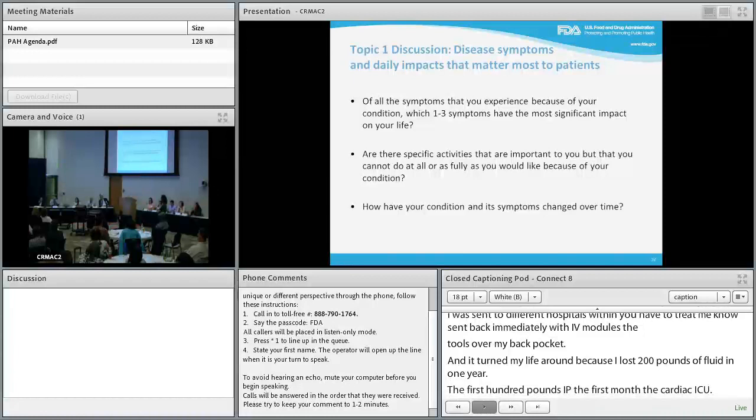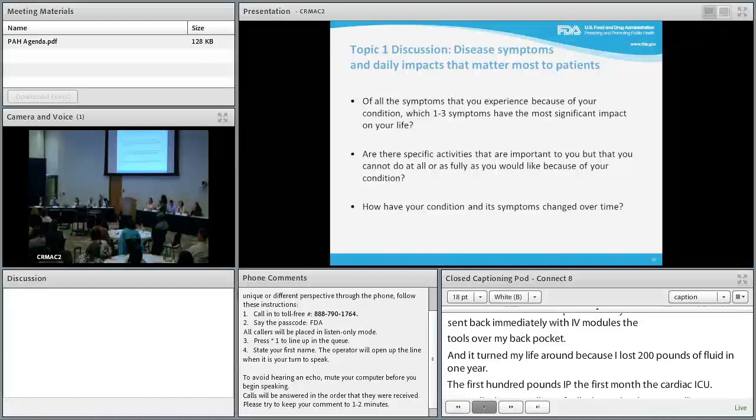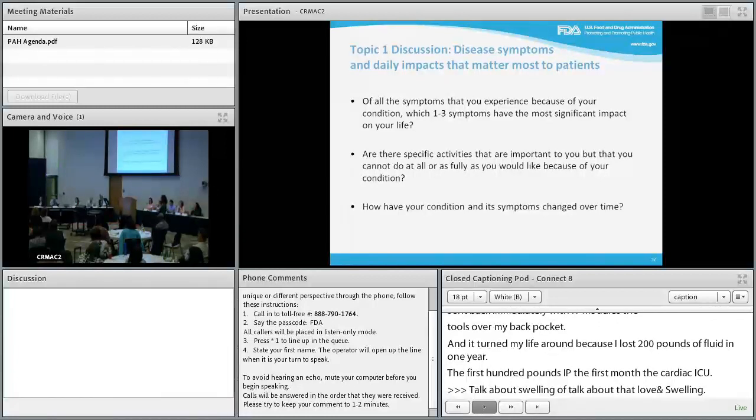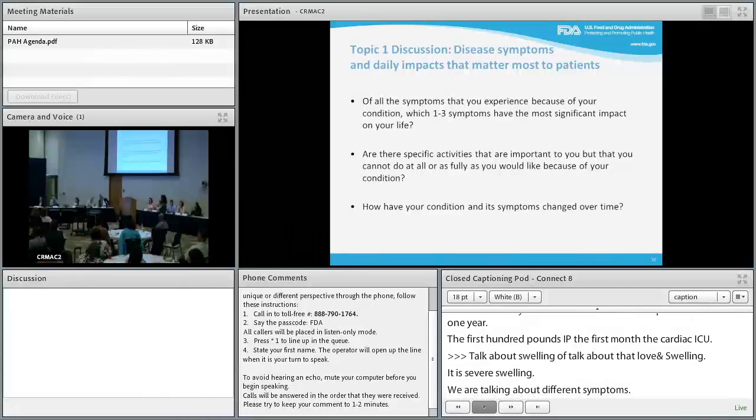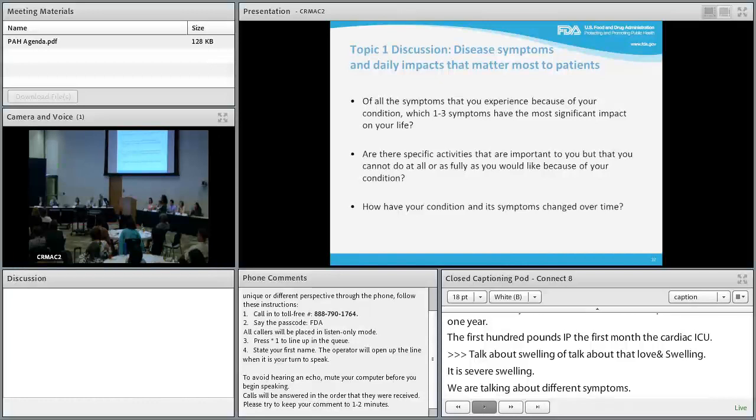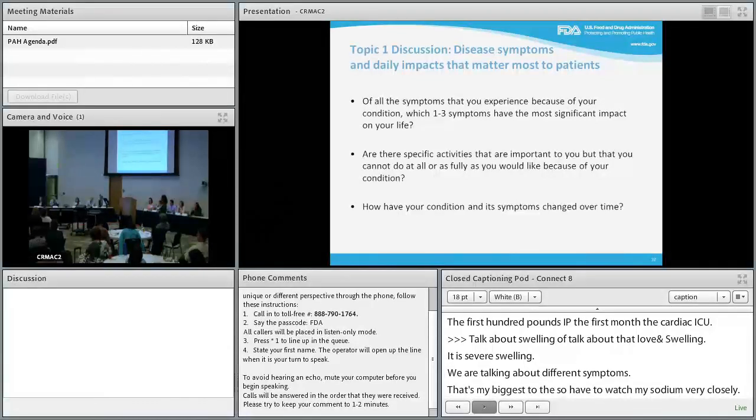So, we were talking about the different symptoms. That's my biggest symptom. I have to watch my sodium very closely. I stick to 1,500 milligrams a day. And if I go out to dinner, I'm going to gain weight that day, not because of whatever fat content there might be in the food, but because of the sodium content.